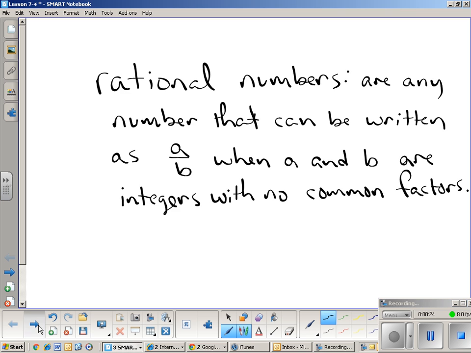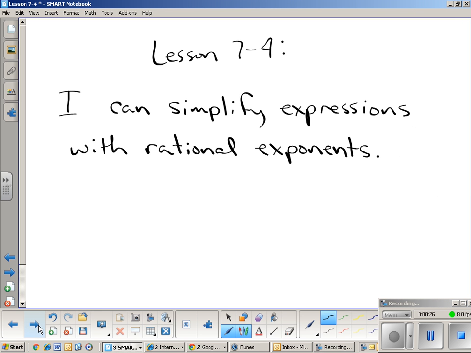We want to make sure we just are focusing on the exponent part of it. So our lesson 7.4 I can today is simplify expressions with rational exponents. And we learn how to write exponents as rational numbers. Moving on.